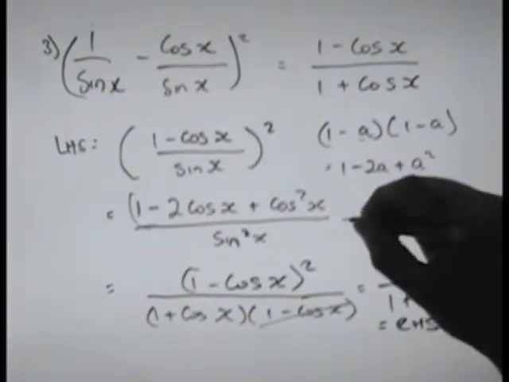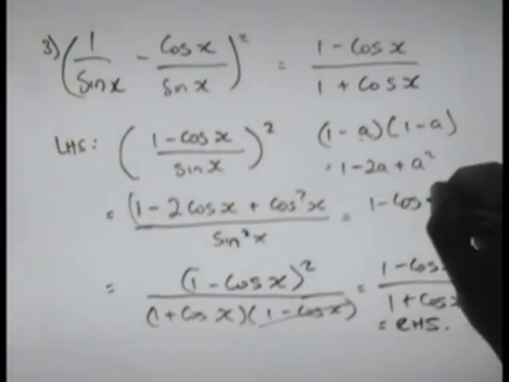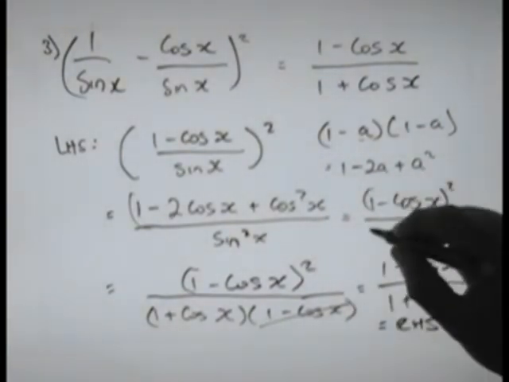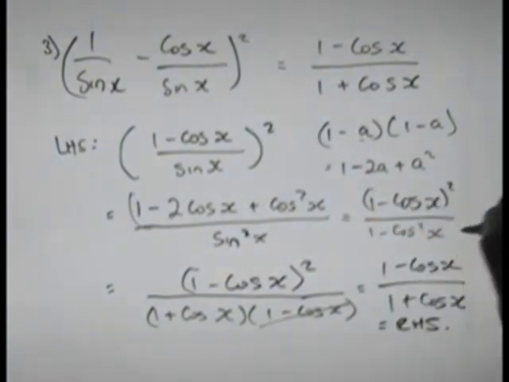I could have just left it as 1 minus cos x all squared over sine squared x, 1 minus cos squared x. Use your imagination, be creative. You don't have to follow. There is no one way of doing it.